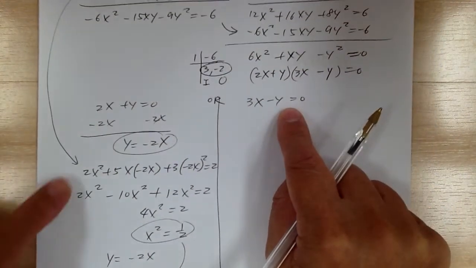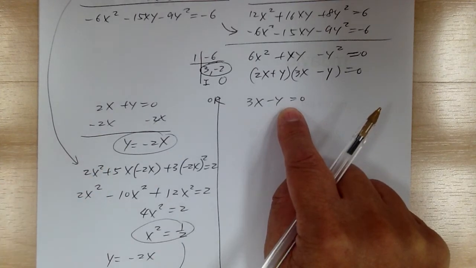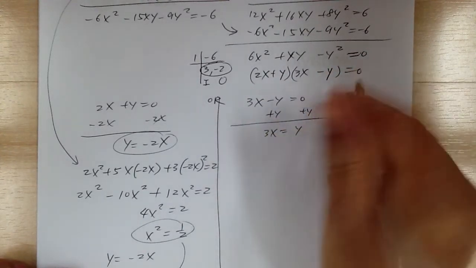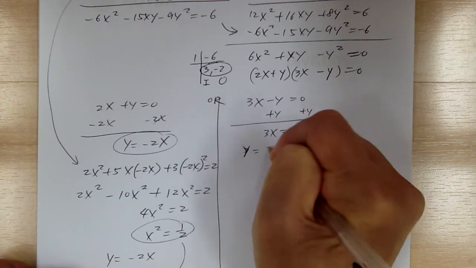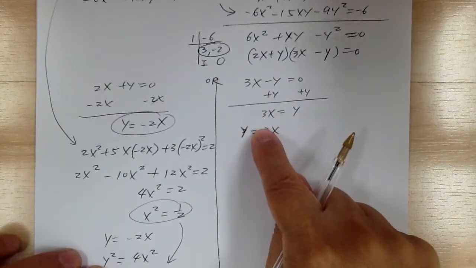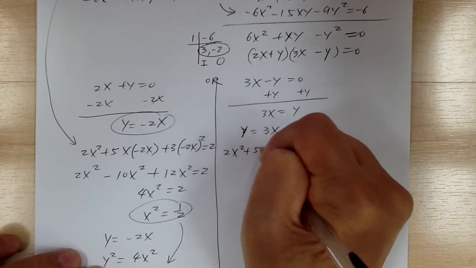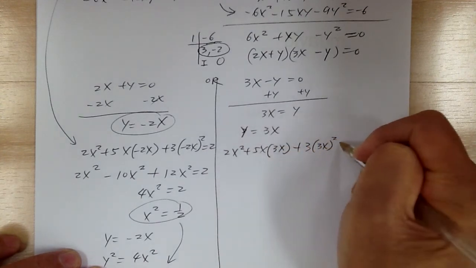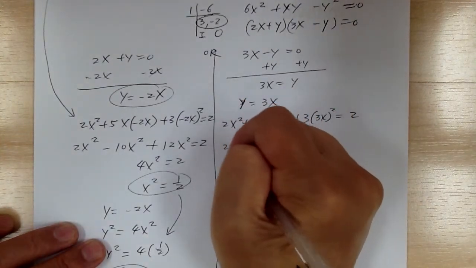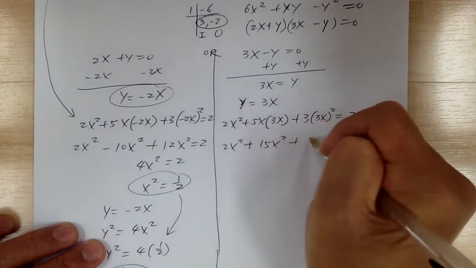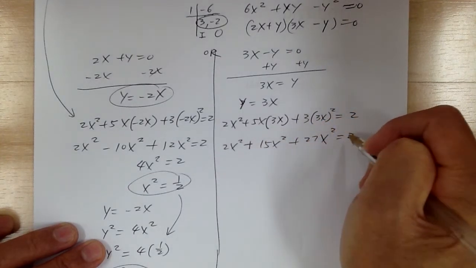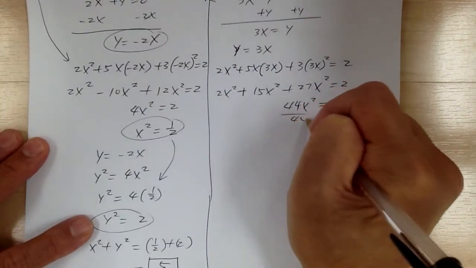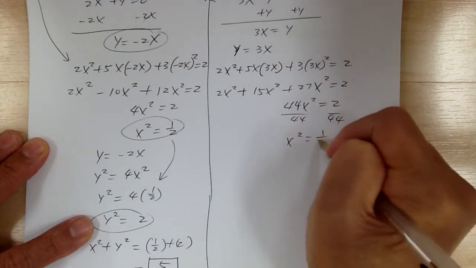And we're going to do exactly the same thing on this side. So this one, if you move this over, you got 3x equal to y. I'm going to switch it over, so y is equal to 3x. So again, I'm going to use this equation down here. So you got 2x squared plus 5x times 3x plus 3 times 3x squared equal to 2. So go and work everything out. 2x squared plus 15x squared plus 27x squared equal to 2. Work this out, so you got 44x squared equal to 2. Divide by 44. So x squared equal to 1 over 22.